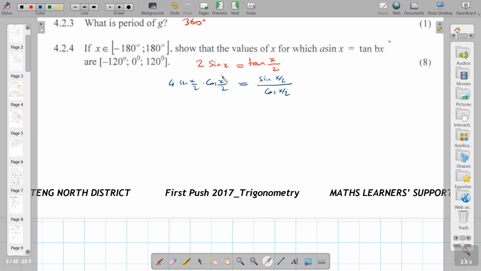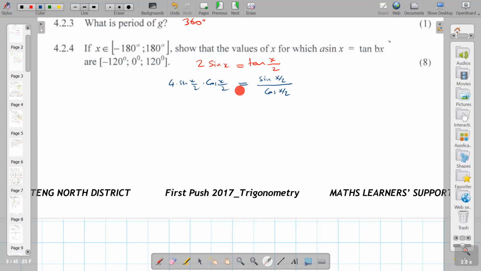So why do I do this? Because I want all the angles with x over 2. I can't change this tangent x over 2 to tangent x or something. There's not an easy way to do that, but there's an easy way to change sine x to the double angle of half of that.